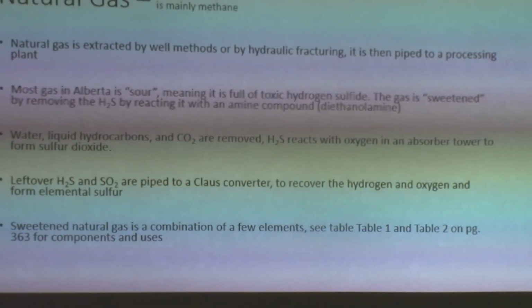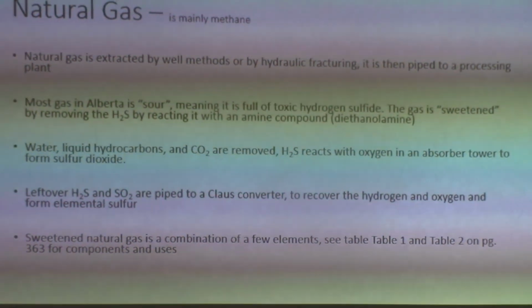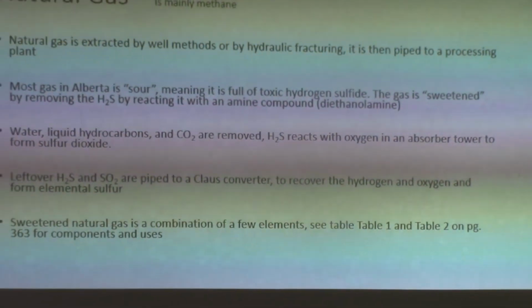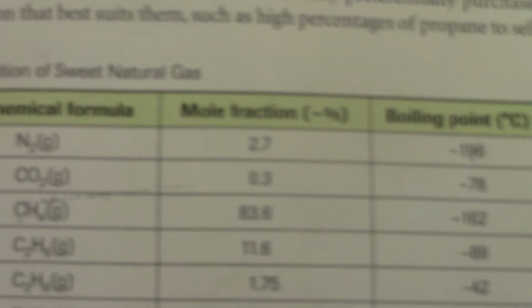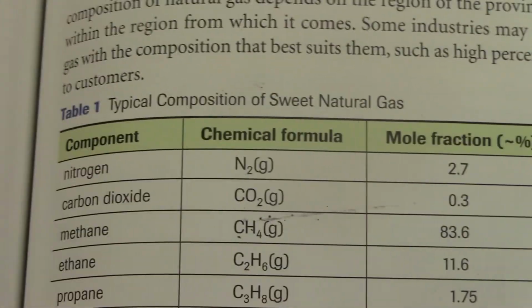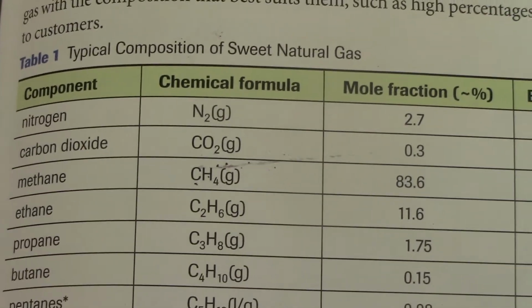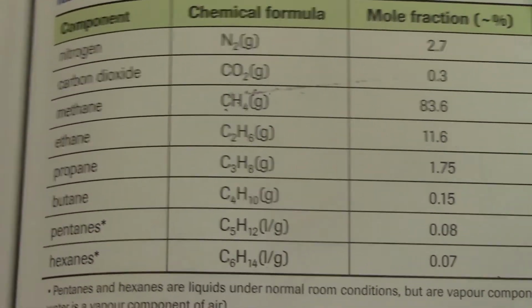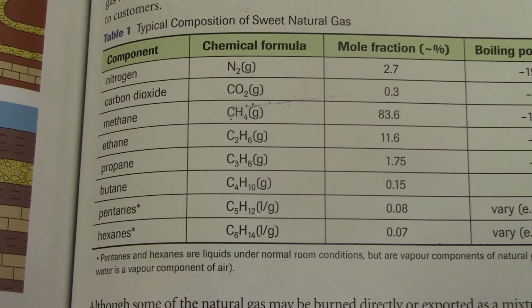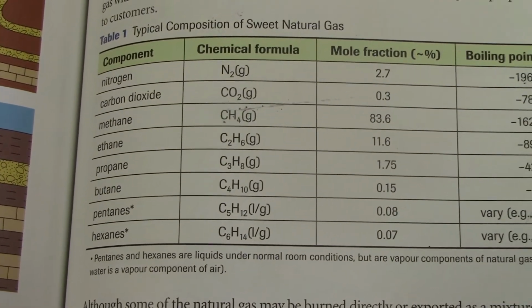And that was that big sort of sulfur pile that you saw, that picture that I took when I went up to the oil sands. So sweetened natural gas is a combination of a few elements. You should take a look at page 363 to look at what natural gas is composed of. So there's some nitrogen, carbon dioxide, methane. It's mostly methane. There's a whole bunch of different things, though. Okay? So just take note of that.